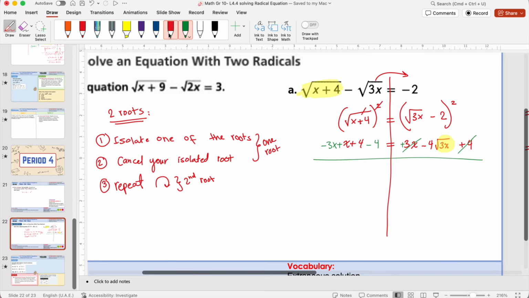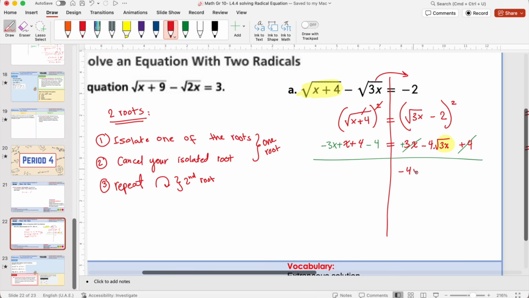Keep in mind to be aware of your steps. Why didn't you take the negative 4 to the other side? Because it's not an addition of 4. It's a negative 4 multiplied with the root. First you take addition and subtraction, the terms that are far away from the root.